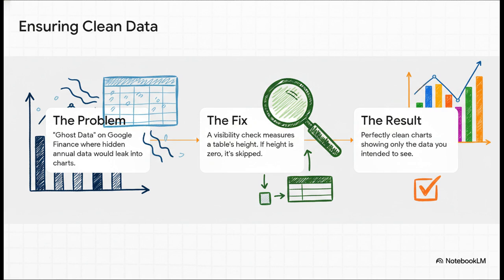Now, this is a perfect example of the smart engineering that's going on behind the scenes. See, on Google Finance, the code for both the quarterly and the annual tables are on the page at the same time. It just hides one. This was creating this ghost data problem that was messing up the charts. So what was the fix? Something so simple, it's brilliant. The extension just checks the table's height. If the height is 0, that means it's invisible, and the tool just skips it. Problem solved. Clean charts every time.